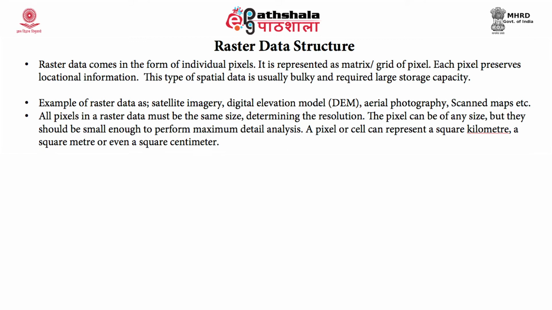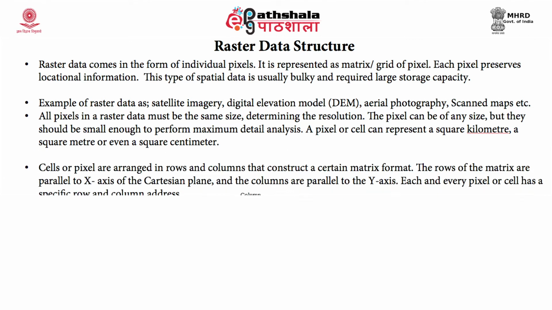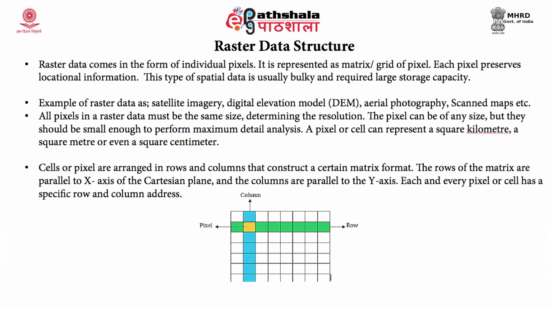Cells and pixels are arranged in rows and columns that construct a certain matrix format. And when we talk about a matrix format, the rows of the matrix are parallel to the x-axis of the Cartesian plane, and the columns are parallel to the y-axis. Each and every pixel or cell has a specific row and column address for the particular features.